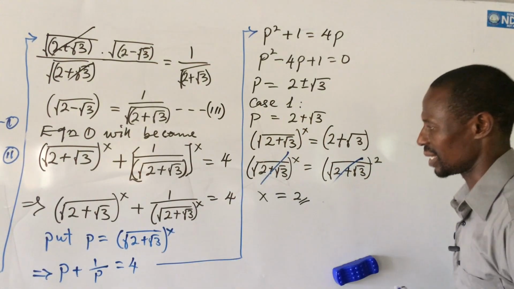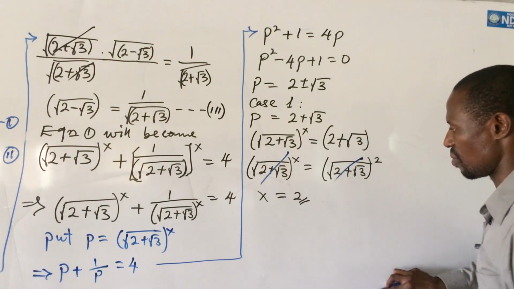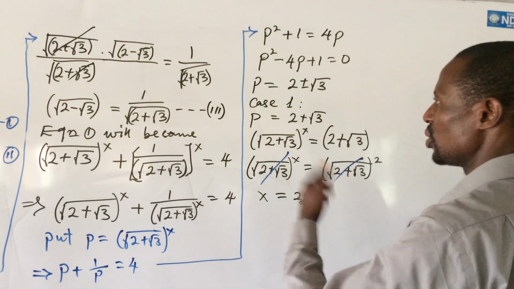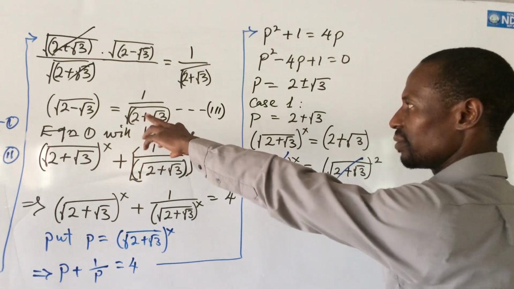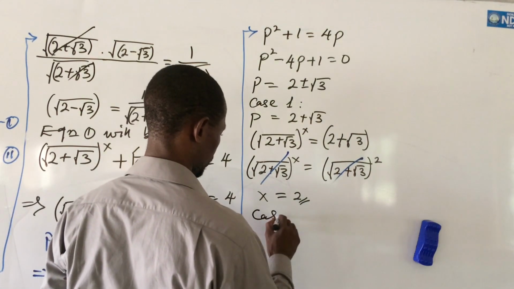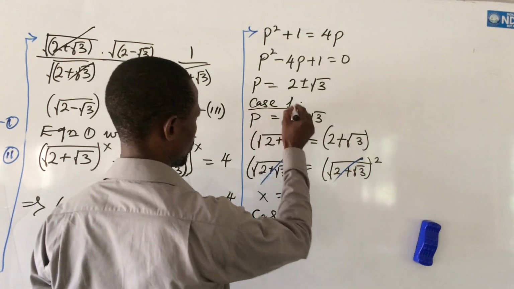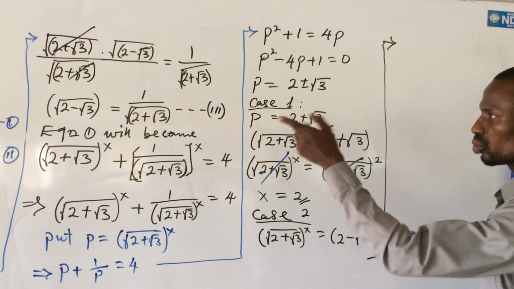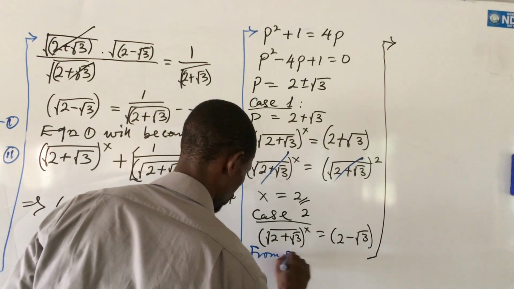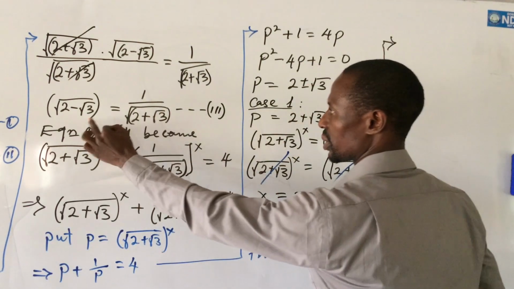Where the difference lies now is how do we get the second part? Getting the second part is very easy. All we need to do is to go back to our equation 3. From our equation 3, we can get the value of x from there. Case 2, we look at this now. From case 2, we now look into equation 3. Let's look at what equation 3 is saying.